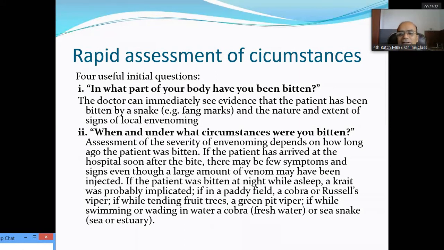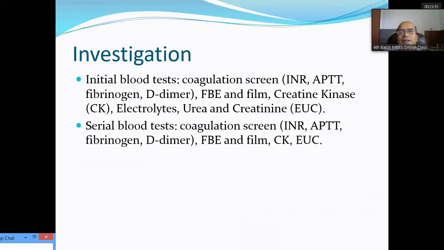Now, investigation. The most important investigation is coagulation screening.